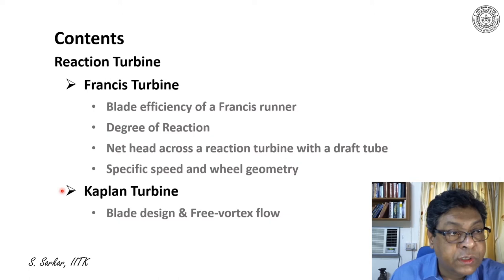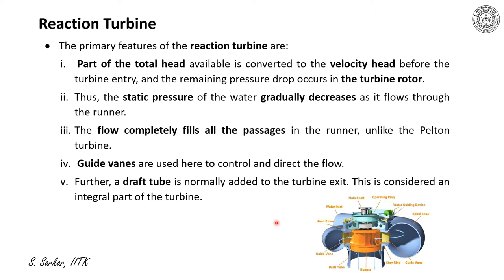I'd like to initiate the discussion with a cut section of a Francis turbine. Please note that water passes through the volute casing and enters the impeller via the guide vane, and then the water is pushed to the reservoir or the sump via the draft tube. Thereby, the volute casing, guide vane, impeller, and the draft tube are integral parts of a Francis turbine. And the Francis turbine is a reaction turbine.